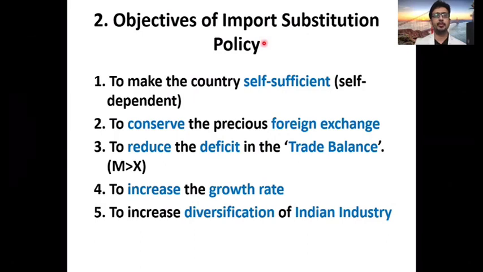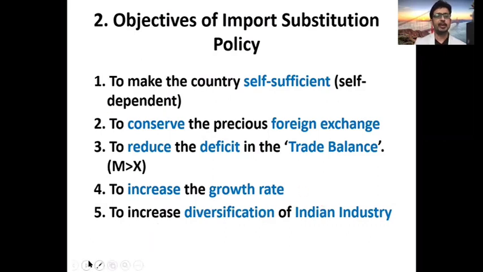Now, when the government adopted the policy of import substitution, it had 5 objectives in mind. The first one was to make the country self-sufficient and self-dependent. The second one was to conserve the precious foreign exchange reserves. The third objective was to reduce the deficit in the trade balance. The fourth was to increase the rate of economic growth. And the fifth one was to increase the diversification of the Indian industry.